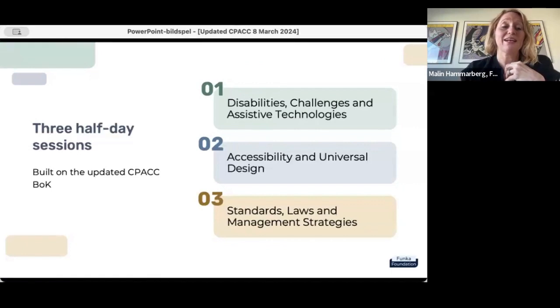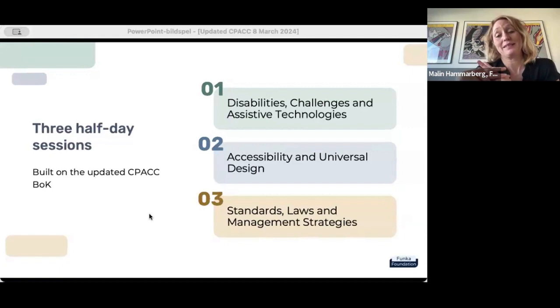Our 3 half-day sessions are built on the updated CPACC book. And the first session is about disabilities, challenges, and assistive technologies. In the second session, we will talk about accessibility and universal design. And on the third session, we will talk about standards, laws and management strategies.